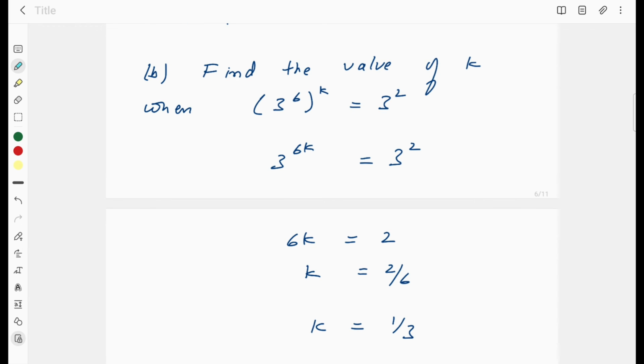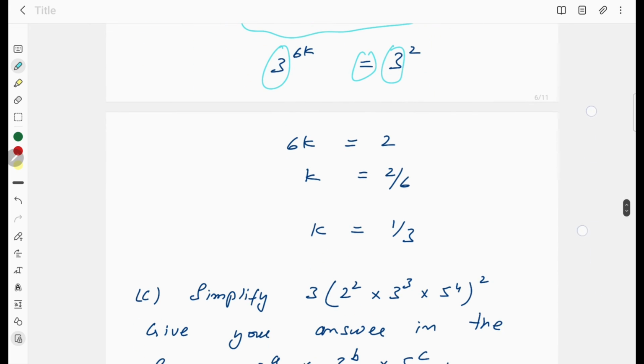Find the value of k, and this is your question. 3 raised to the power 6 raised to the power k is equals to 3 raised to the power 2. Power raised to the power get multiplied, so 6 times k is 6k equals to 3 power 2. Bases are same and both sides are equal, so I can write 6k equals to 2. On simplification, I get 2 over 6, which is 1 over 3.